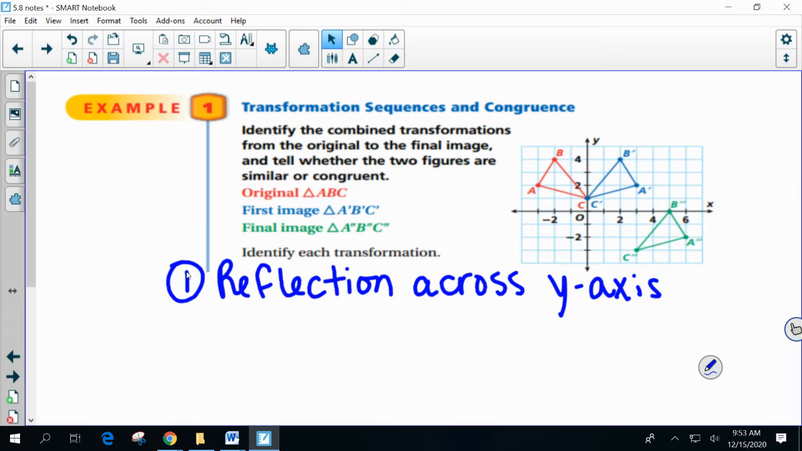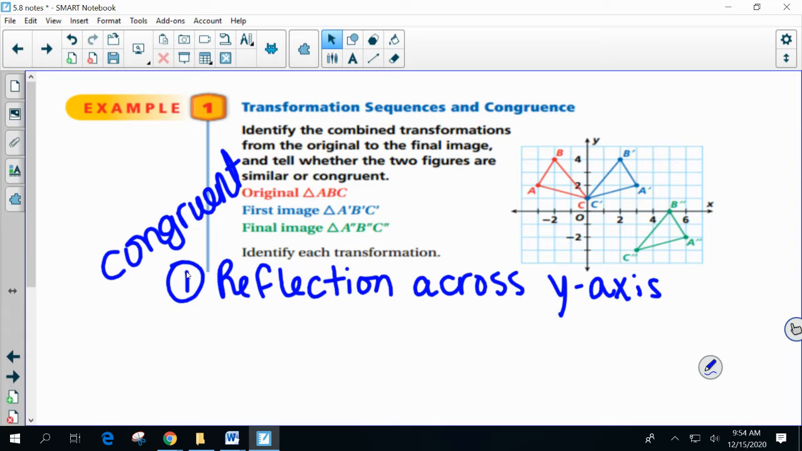Okay, going from blue to green, or the prime to the final image, what does it look like is happening? A couple things. Are they the same size? Yes. So we'll say this is congruent because they're the same size. Since it's congruent, a dilation would not be an option. Are the vertices in the same location? Yes. B is on top, A to the right, C to the left. So a rotation or a reflection are not a choice. What's the last choice? Translation, where it just slides.